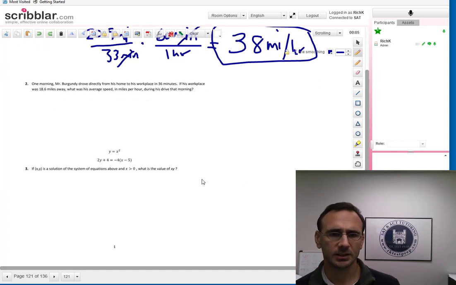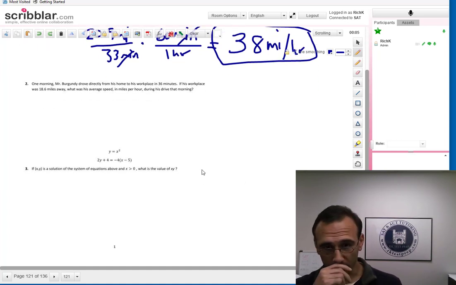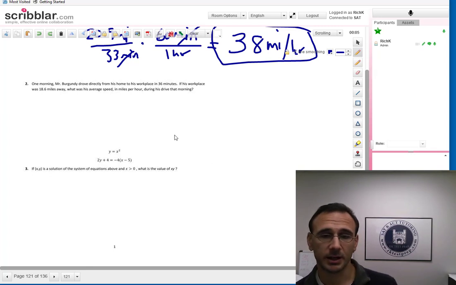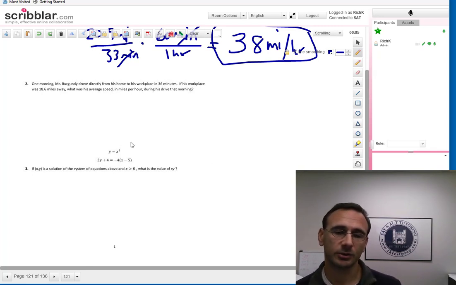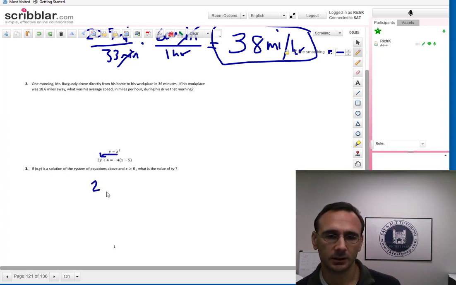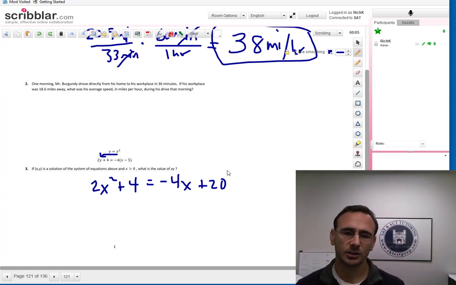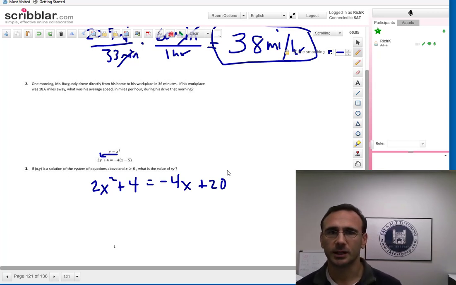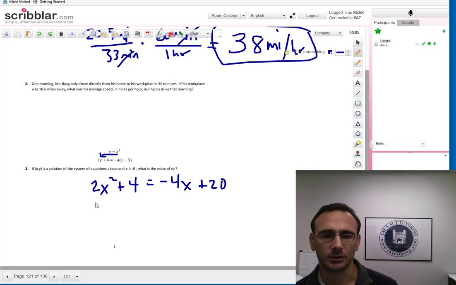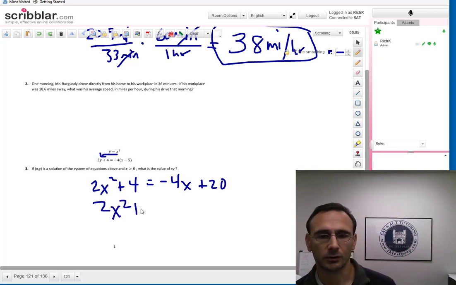Number 3 is a system. Recall that we have substitution and elimination. Because that first one has the y equals, it's probably easy to just plug the x squared in here. So we substitute in, then we're going to have to distribute the -4 over there. And now whenever we have x terms and x squared terms, we have to get everything to one side, factor, and solve. So we move it all over.